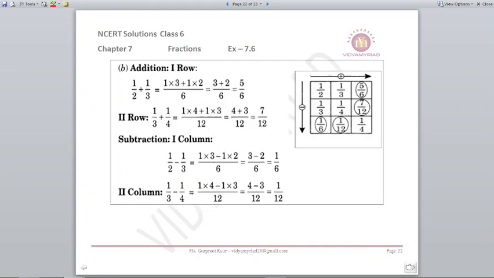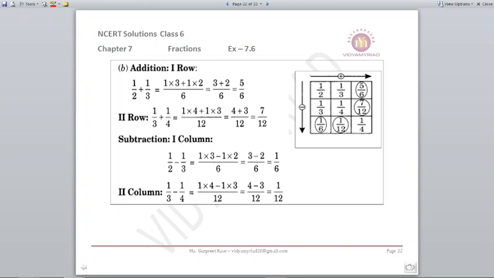Next, in this case again when we move towards the right side we have to add, when we go down we need to subtract. So in this case 1 upon 2 plus 1 upon 3, we have different denominators. We will take the LCM, which comes out to be 6. So 1 into 3 plus 1 into 2 upon 6, which is equal to 3 plus 2 upon 6, that comes out to be 5 upon 6.